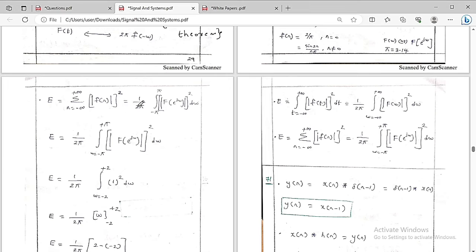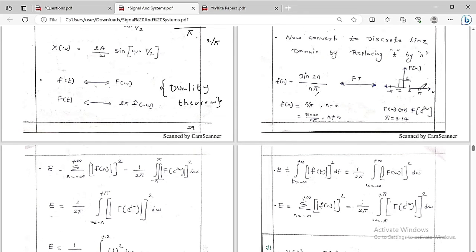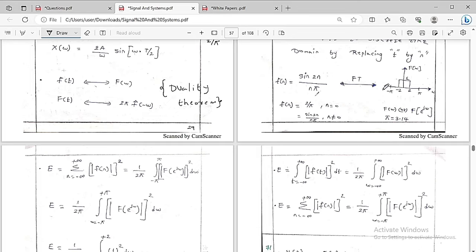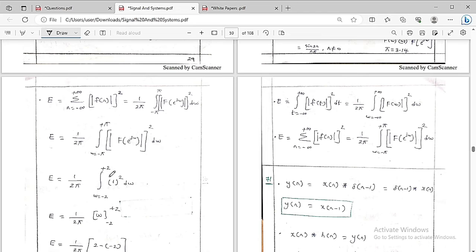So now, instead of using the discrete time case, we will see the discrete time Fourier transform case, because here doing the simplification is very simple. So E is equal to 1 by 2 pi integration from omega is equal to minus pi to plus pi of mod of f of e to the power of j omega whole square d omega. As you see clearly, as we are doing integration from minus pi to plus pi, the limits are going to be only from minus 2 to plus 2, because for the remaining part its value is equal to 0. So you have to integrate from omega is equal to minus 2 to plus 2.